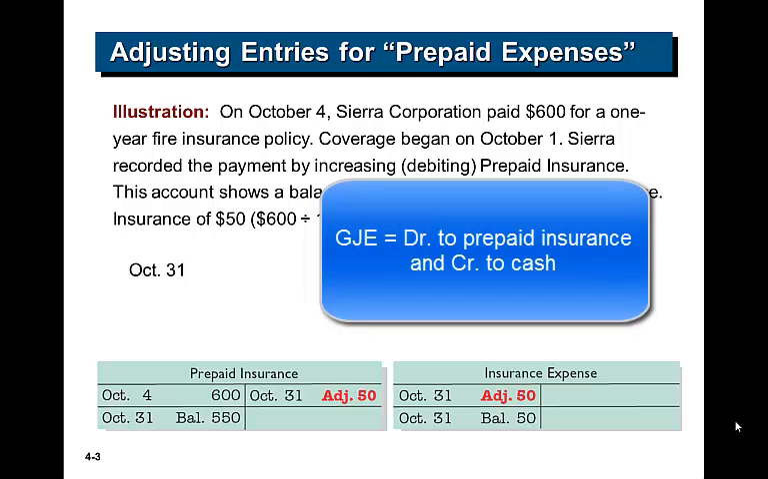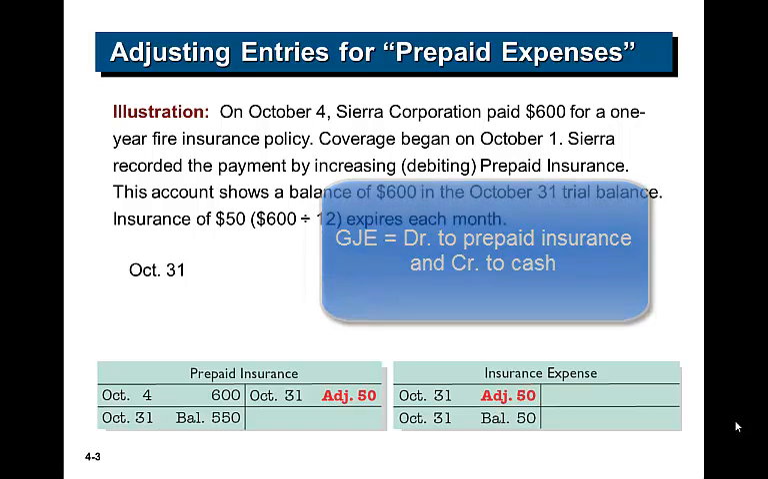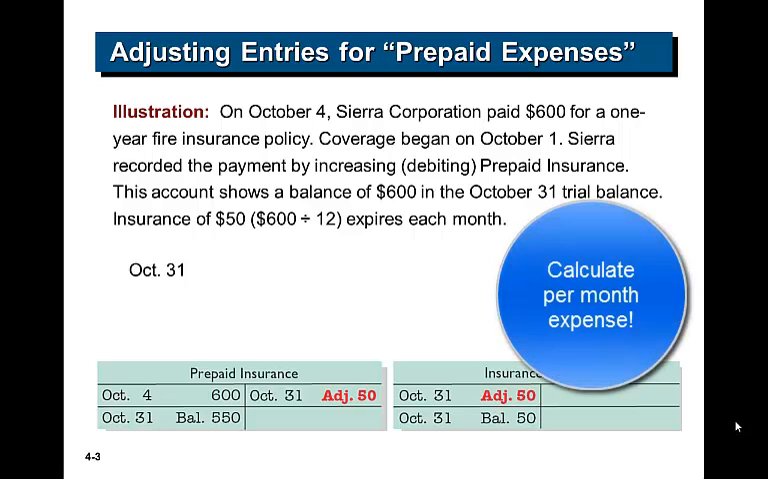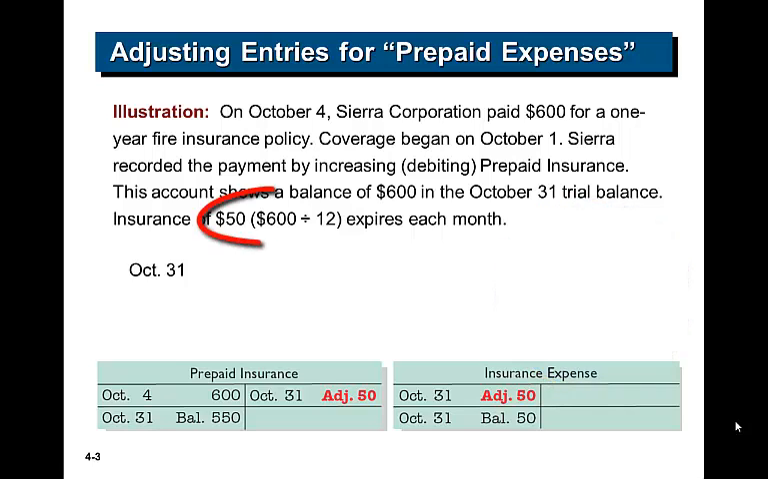We debited prepaid insurance because this payment will benefit not just October, but the following 11 months. The question is, how much should we expense at the end of the period? When you are given a question like this, you should always calculate the per month expense. In this example, the per month expense is $600 divided by 12 months, or $50. This insurance policy costs Sierra Corporation $50 per month, and therefore its per month expense is $50.